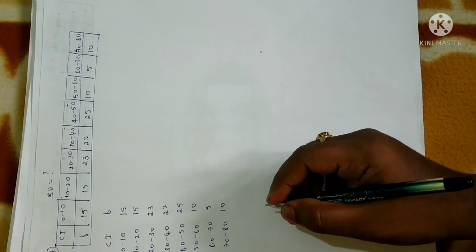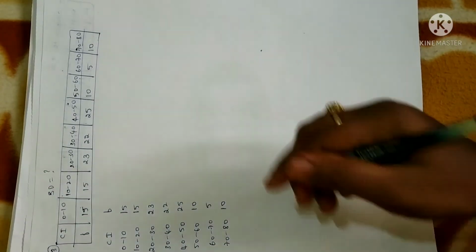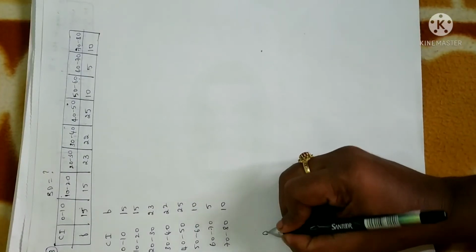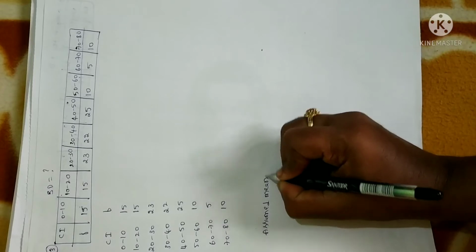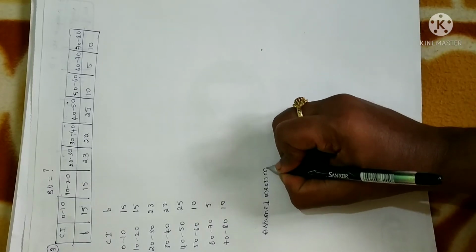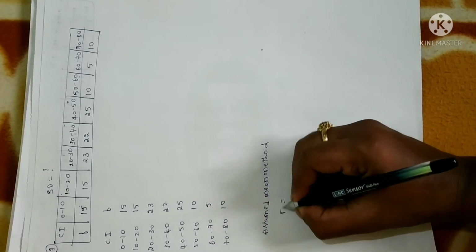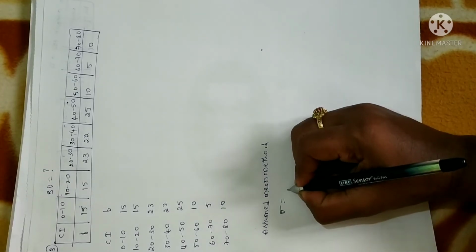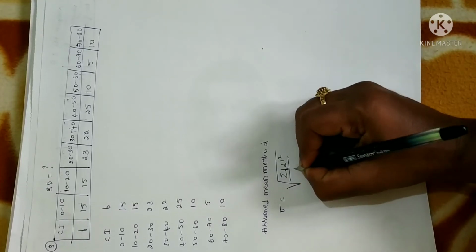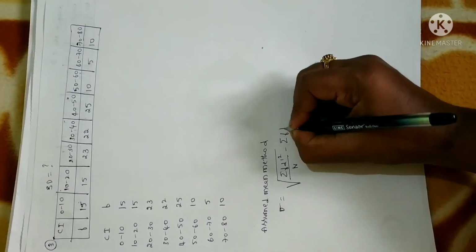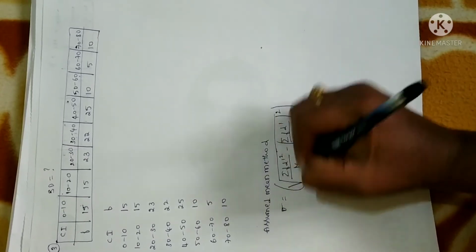First you have to write the formula. Now I am going to use the assumed mean method only. So first let me write down the formula. Assumed mean method is given by, if you want you can try by actual mean method, then also you will get the same answer. So assumed mean method is given by sigma is equal to square root of sigma f d dash square divided by n minus sigma f d dash divided by n whole square into h.